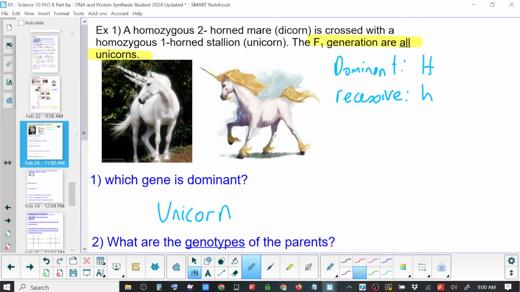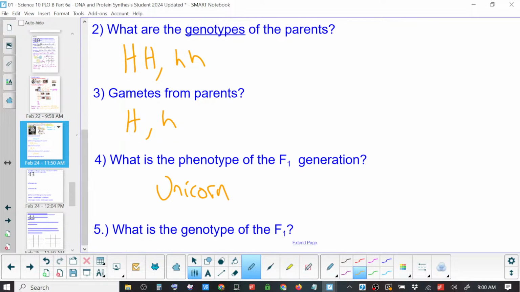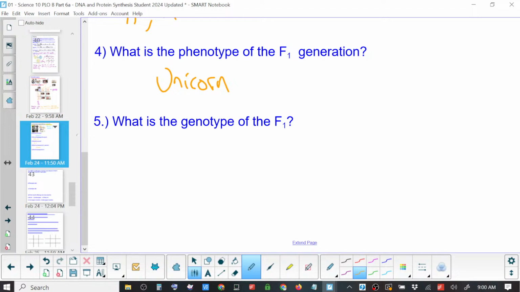So you wouldn't say a one-horned stallion, because what is a stallion? A horse. No, what kind of horse? A male horse. So stallion, male, a mare, whoops, yeah, female. That's not the trait you're looking for genetically. You're not looking for genetic male and genetic female. You are ignoring that, so you can't say it's a stallion. That's a completely different trait. We're only looking at the number of horns. What is the genotype of the F1?